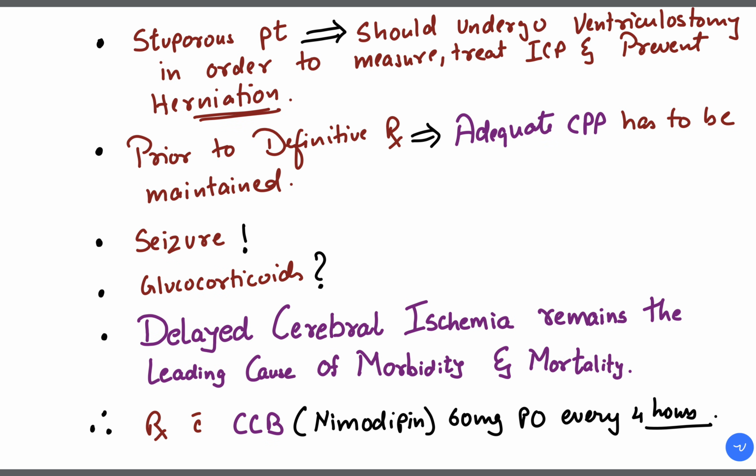A stuporous patient should undergo ventriculostomy in order to measure and treat the intracranial pressure and prevent herniation. In this case, lumbar puncture is contraindicated. Better to go with ventriculostomy, because with ventriculostomy the CSF is going to be drained out in a controlled fashion. Prior to definitive treatment, adequate cerebral perfusion pressure has to be maintained.